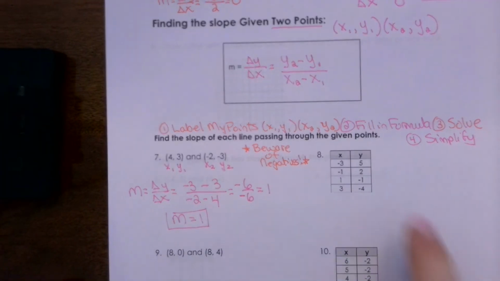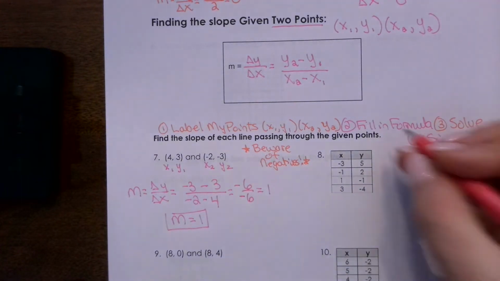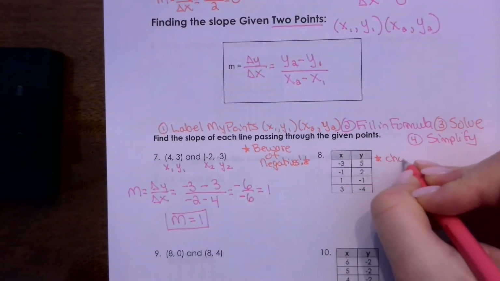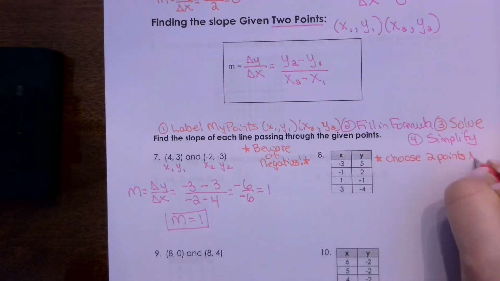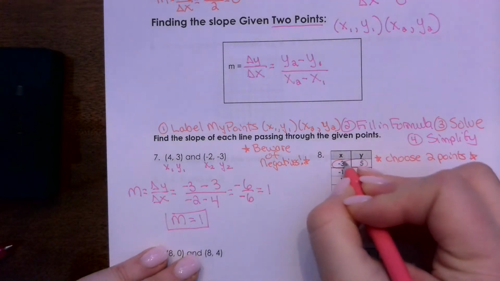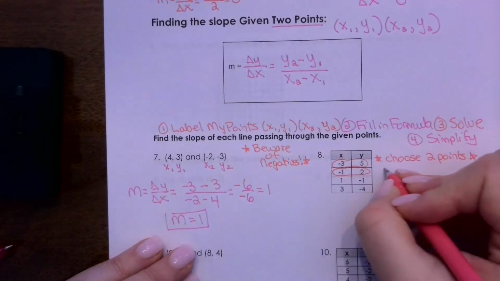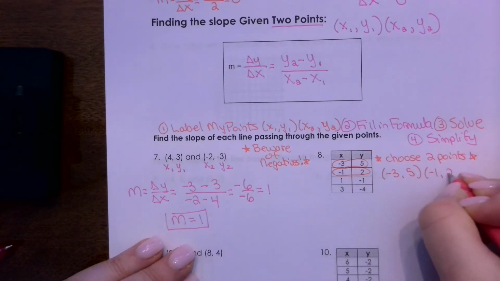When I look at number 8, I have 1, 2, 3, 4 points to choose from. And you can choose your 2 points. You will get the same slope regardless of which ones you choose. So I'm just going to choose the top 2. And I'll just rewrite it. We'll say negative 3, 5, negative 1, 2.